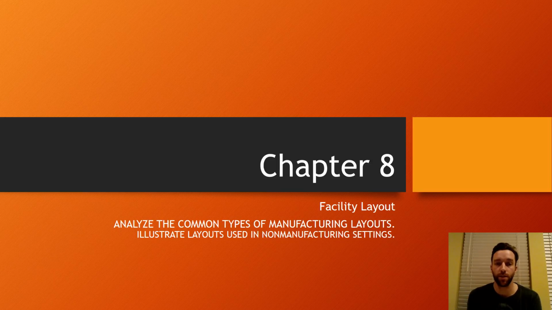The goal of this chapter is to analyze the common types of manufacturing layouts and illustrate layouts used in non-manufacturing settings. There are a few things to consider when making decisions about layout. Things to consider include what you're trying to do and what processes you need to do it, how much demand there is going to be for what you are producing, how many processes there will be to make your product, how much space will these processes take up, and the availability of this space.